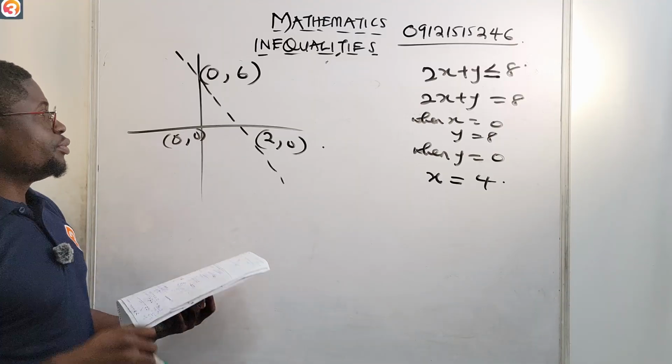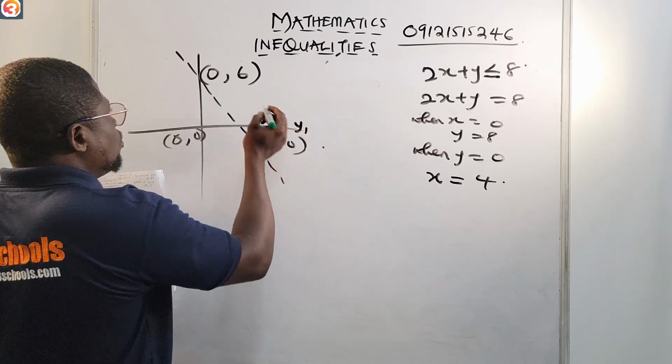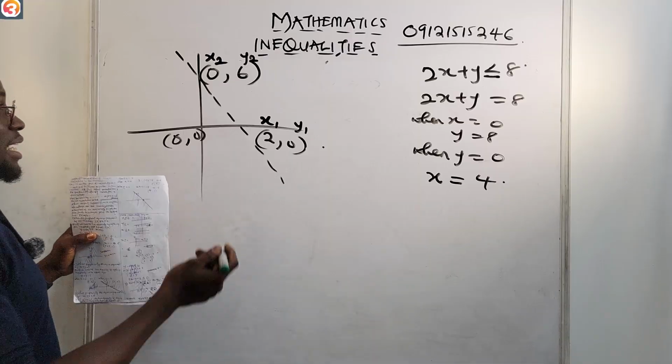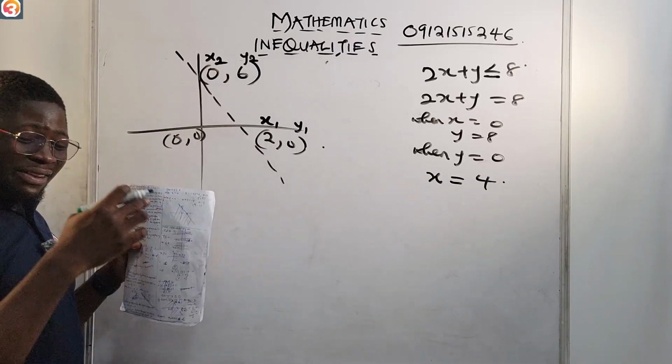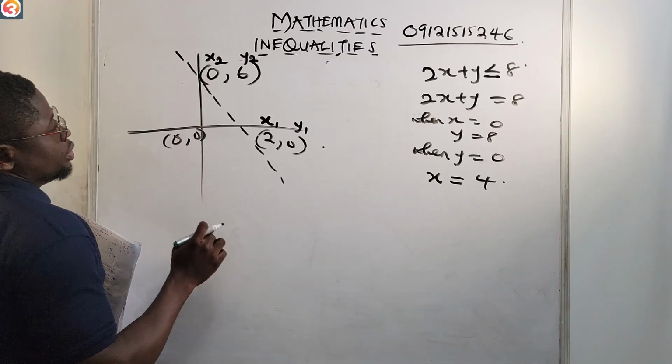So what we do, we proceed. We can name this one x1, this one y1, then this one x2, this one y2. Anyway you like it, you can call this one x1 or call it s. And if you call this one s1, you are still going to be correct. So let us go.